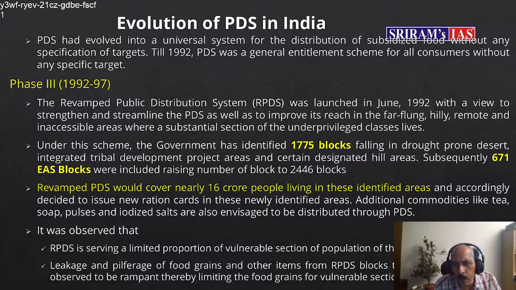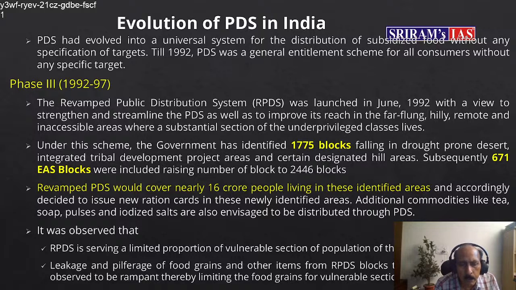But this system could not run successfully. Why? Because if in a particular district, suppose out of 10 blocks, 4 blocks are covered under the PDS system and 6 blocks are not, then the fair price shop owners working in the PDS blocks have an incentive to black market and pilfer the food grains from the PDS blocks to the non-PDS blocks. Because in non-PDS blocks, food grains are sold at open market prices, while in PDS blocks, they are sold at PDS prices. And therefore, all over the country, black marketing and pilferage started as far as food grains are concerned.